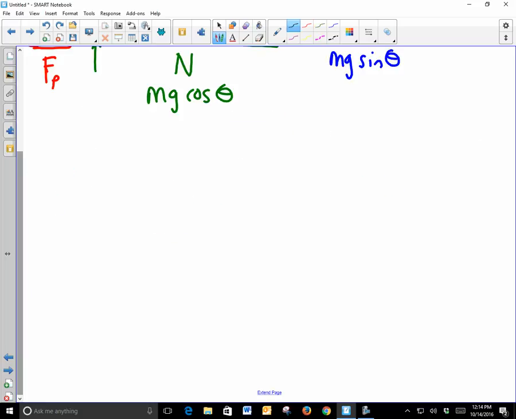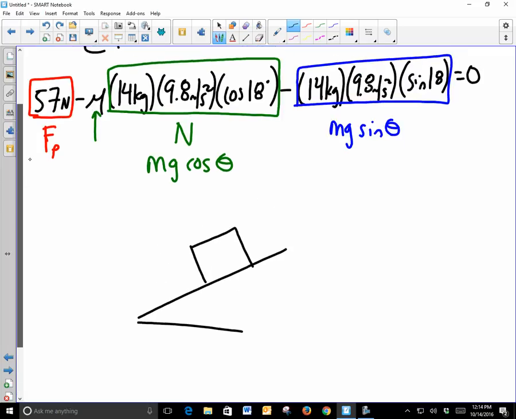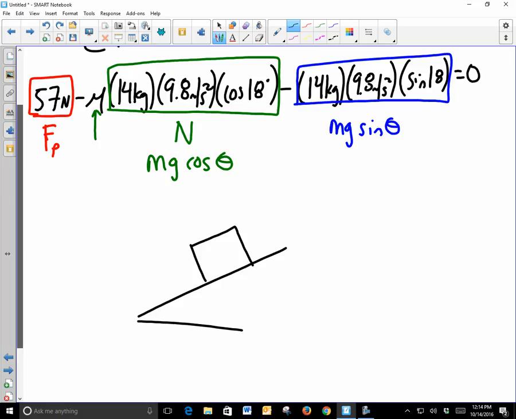So drawing out this situation, we've got an incline and a mass on the incline. What is the mass? 14 kg. What's the angle? 18 degrees. Gravity's 9.8, so we're on Earth.